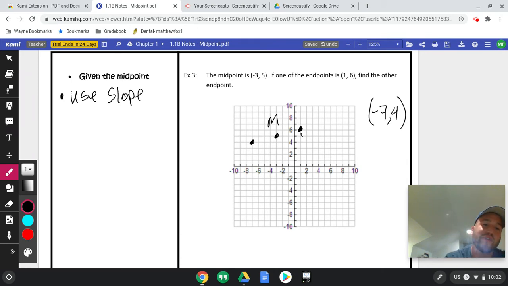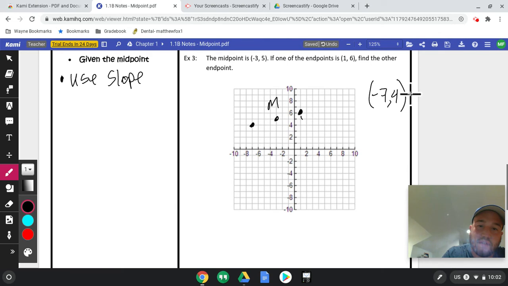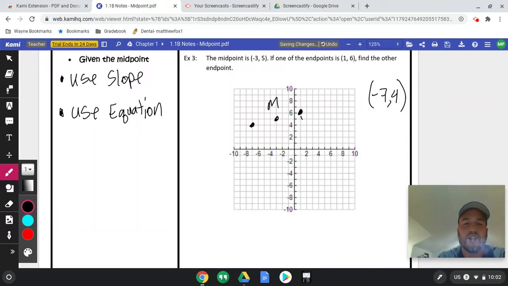Okay, you also could solve using the equation. However, if you're going to use the equation, you need to be careful, because it's not going to be quite the same as what we did on the other side. We'll use the coordinates and plug them into the equation. Remember, on the other side, we said x1 plus x2 divided by 2 equals our midpoint. So in our case, the x value is 1, which we get from right here. But I don't know what x2 is. So 1 plus x2 divided by 2 is going to equal the midpoint, which in our case is negative 3.